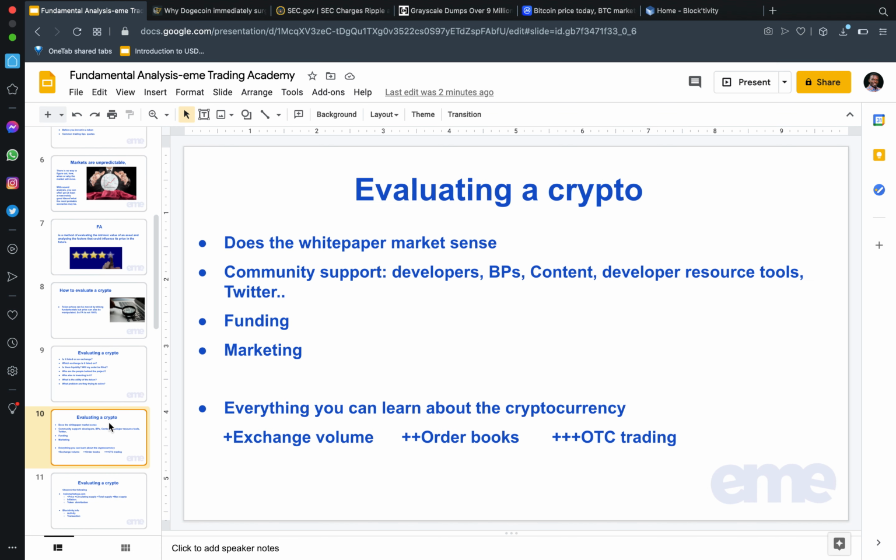You want to look at the white paper, right? You want to look at their plan. You want to look at the community support. Do they have developers, block producers? If it's a dApp blockchain, do they have content? Do they have developer resources? How's their Twitter? What are people saying about them on Twitter? Do they have funding? How are they doing their marketing? These are things you want to look at when you are evaluating a cryptocurrency.